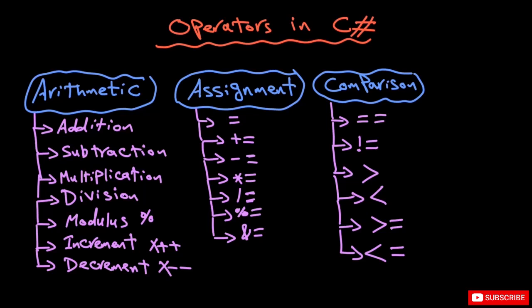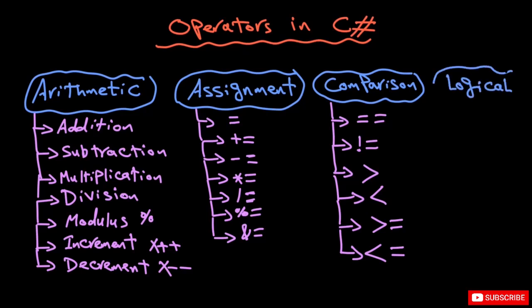Now let's talk about the third type of operators, which is the comparison operators in the C# programming language. The output from a comparison operation will be a Boolean value, true or false. The first comparison operator we use to compare two variables or two values is the equal to operator, using the double equal sign. Then the not equal operator, then greater than, less than, greater than or equal to, and finally the less than or equal to operator, to compare two values or two variables.